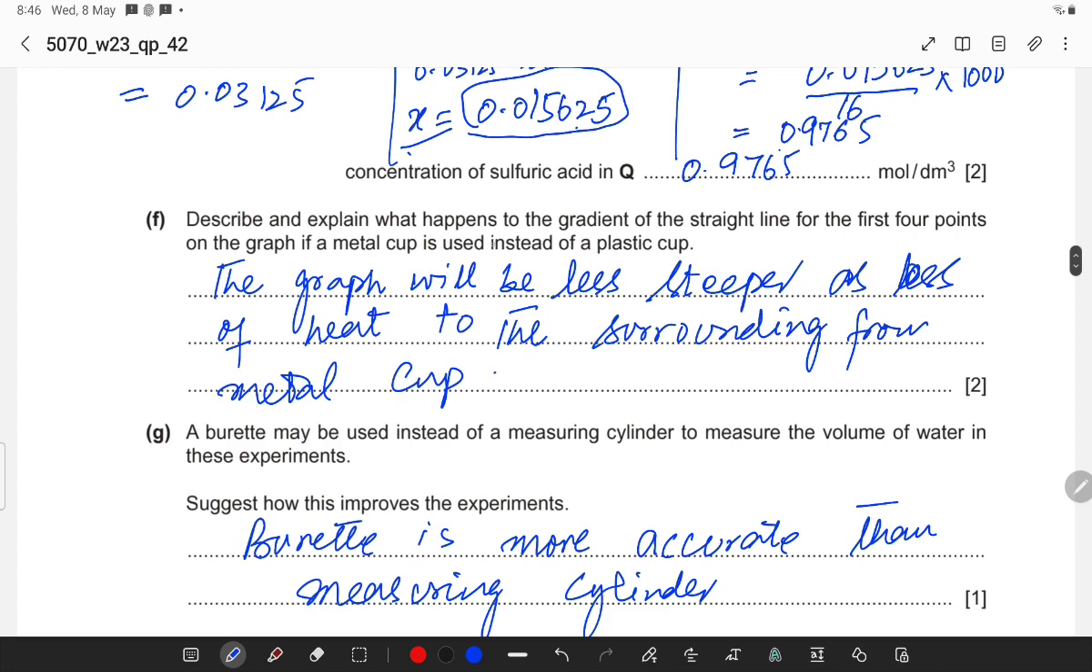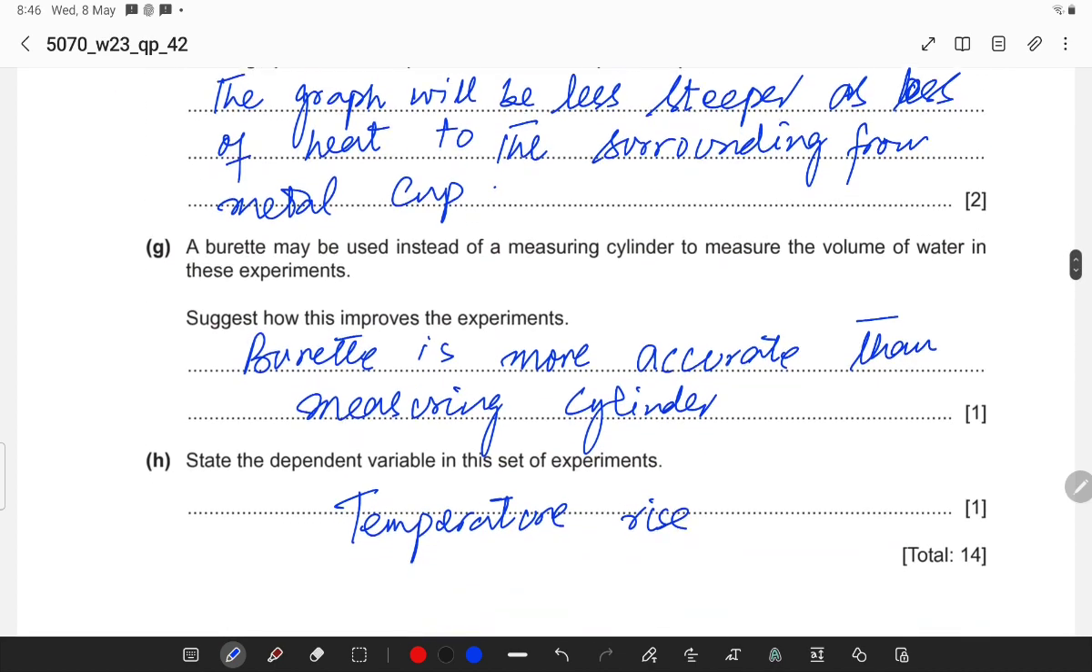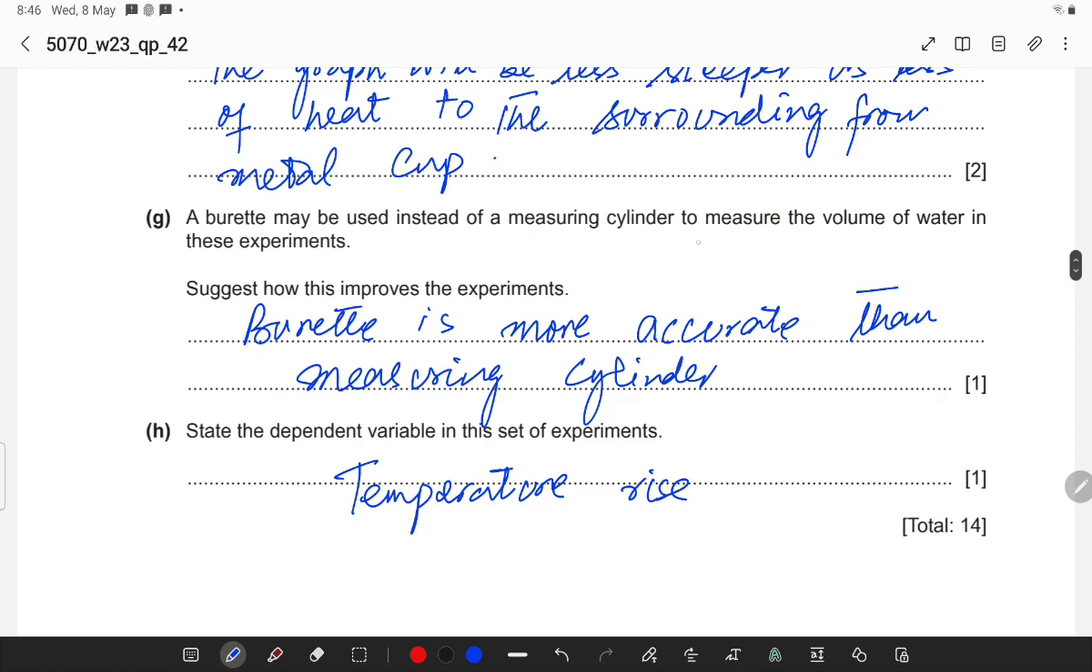Describe and explain what happens to the gradient of the straight line for the first 4 points on the graph if a metal cup is used instead of a plastic cup. The graph will be less steep as there is less loss of heat to the surroundings from a metal cup. A burette may be used instead of a measuring cylinder to measure the volume of water in these experiments. Suggest how this improves the experiment. A burette is more accurate than a measuring cylinder, so a more accurate result is obtained.